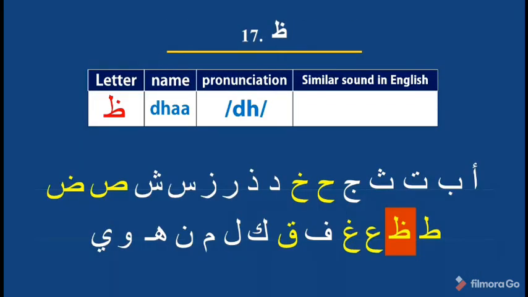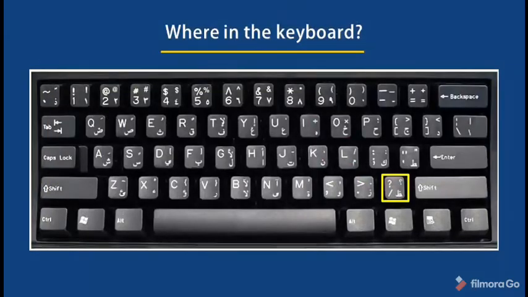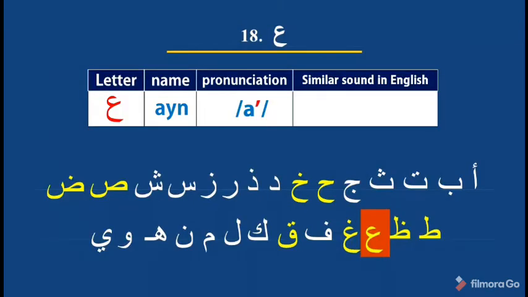Ba has the pronunciation of the and has no equivalent in English. Its place of articulation is alveolar dental. The tip of the tongue touches the edges of the upper two front teeth. Try to pronounce it, please. The. Bad is found with a question mark.